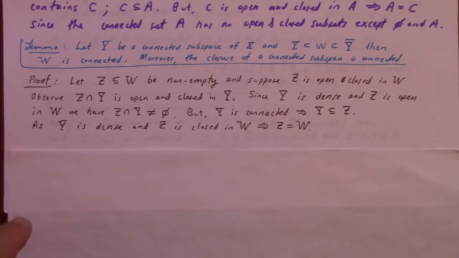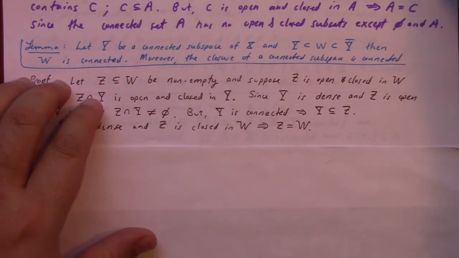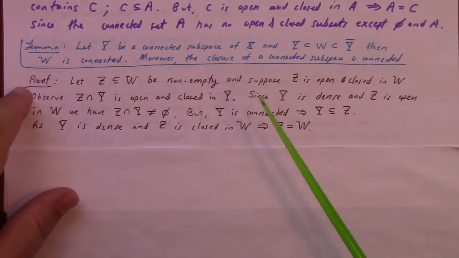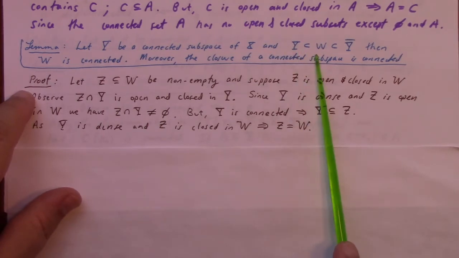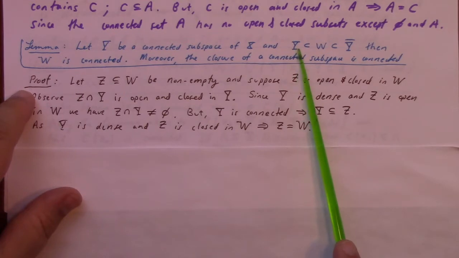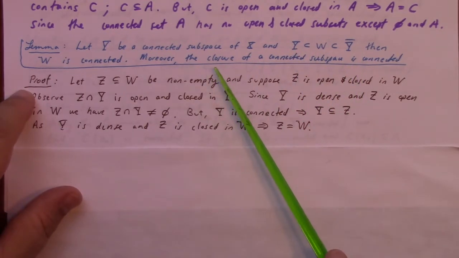Sorry guys, it's been a few days since I wrote these, and I feel like I'm missing something here, but my apologies, we must go on. Anyway, just to reiterate here, if you have a connected subspace and you've got another set which is between that set and its closure, then it follows that that subset must be connected.